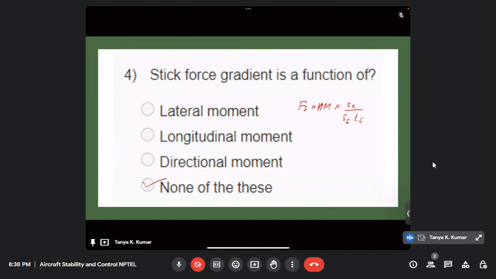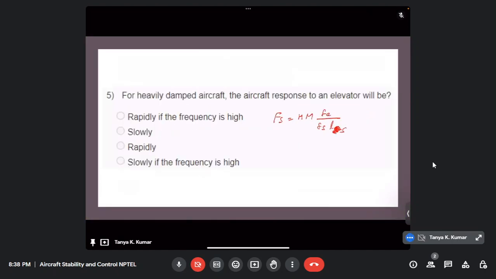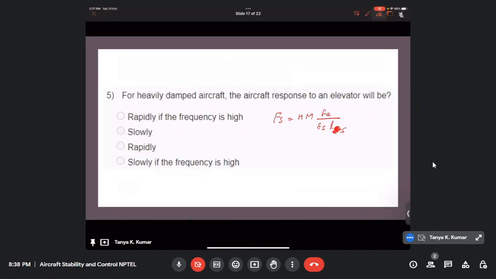It's none of those. It doesn't depend on any of it. It does not have lateral moment in the equation, does not have longitudinal moment, does not have directional moment. It has hinge moment. So it does not depend on any of these three. Next, for a heavily damped aircraft, one second, let me just erase this.